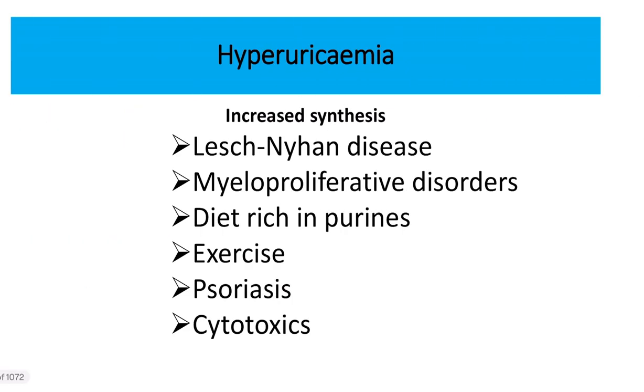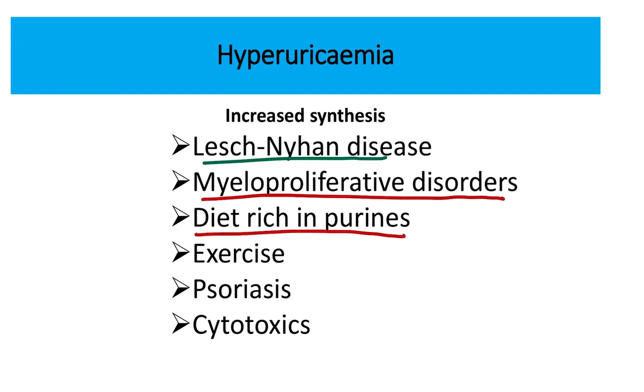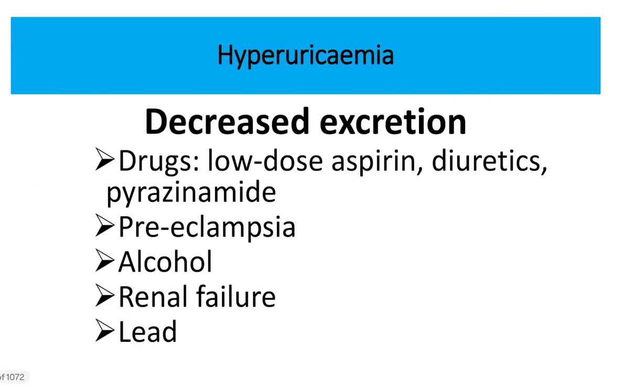Here the causes of hyperuricemia: increased synthesis of uric acid for any type of cause, such as in Lesch-Nyhan disease, myeloproliferative disorder, diet rich in purine, exercise, psoriasis, and cytotoxics. So these are the causes of increased synthesis of uric acid in the body. Then some causes decrease the excretion through the kidney.